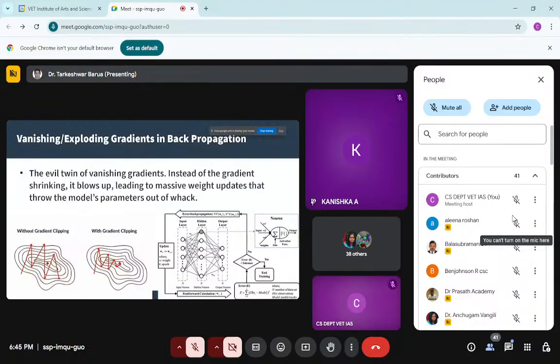Instead of the gradient shrinking, it blows up, leading to massive weight updates that throw the model parameters out of whack. You can see this in the image as well. Gradient clipping is a technique to avoid gradient explosion.